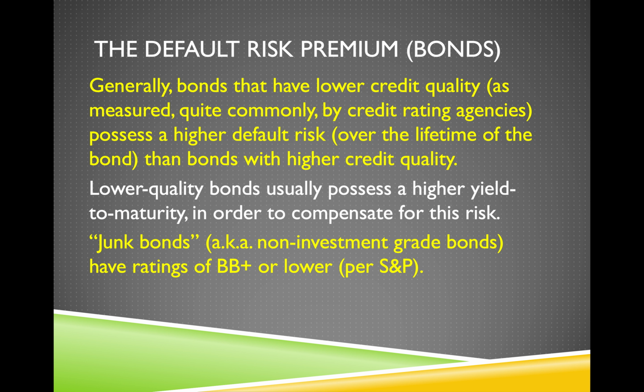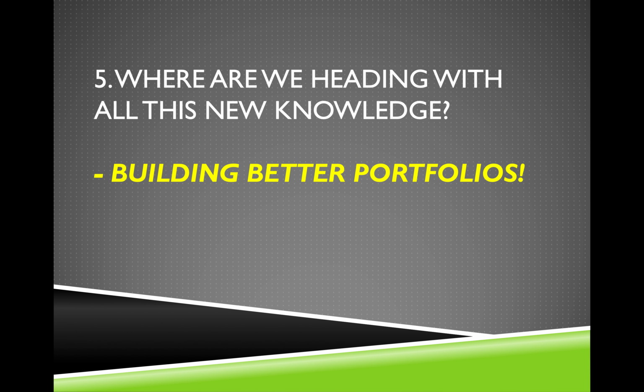And then we have the default risk premium, which basically says, especially for corporate bonds and municipal bonds, if you have a lower rated bond, if the financial strength of that company is rated lower by credit ratings agencies such as Standard & Poor's, then you should get rewarded for the higher default risk that you're taking on there. And basically, we can divide up the bond universe between investment grade bonds and non-investment grade bonds. BBB minus and above, up to AAA, are investment grade bonds, and BB plus or lower are non-investment grade, or junk bonds. So where are we heading with all this knowledge?